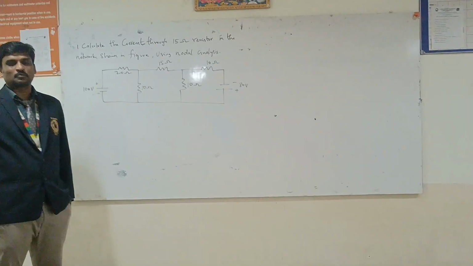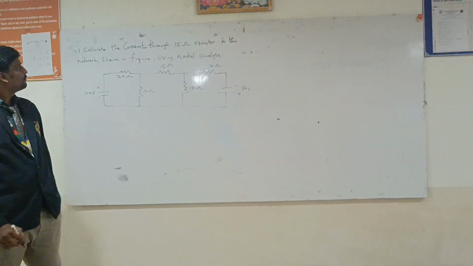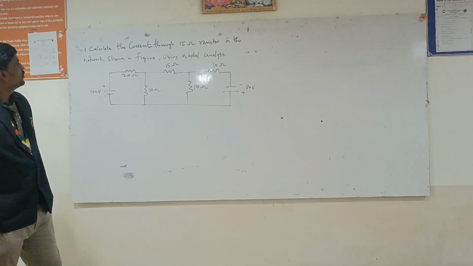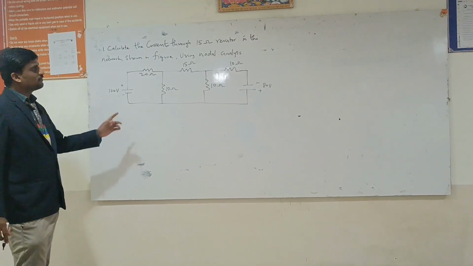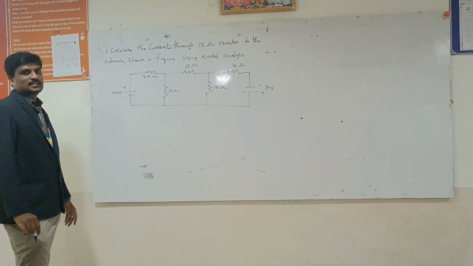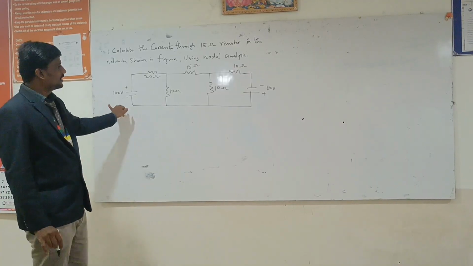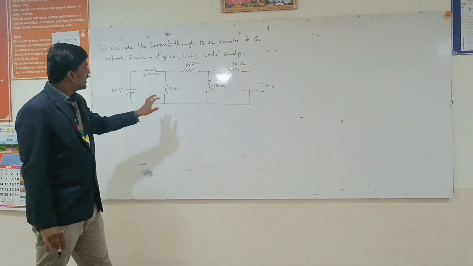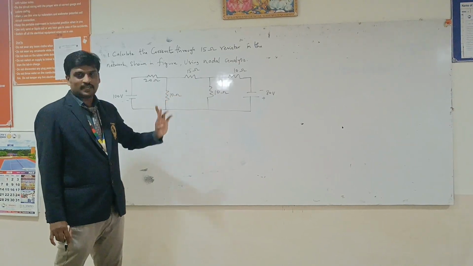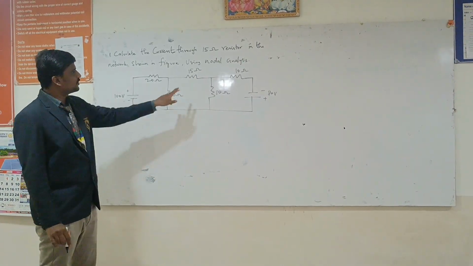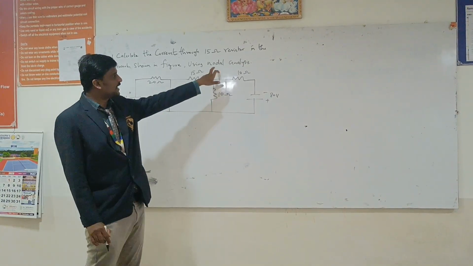In the last class we have seen problems based on mesh analysis. Now we will see some problems based on nodal analysis. The problem given here is to find the current through the 15 ohm resistor in the network shown in the figure by using the nodal analysis method. We have two sources, 100 volt and 80 volt, and five resistors of 20, 15, 10 ohms and 10 ohms. We are asked to find the current through the 15 ohm resistor by using nodal analysis.